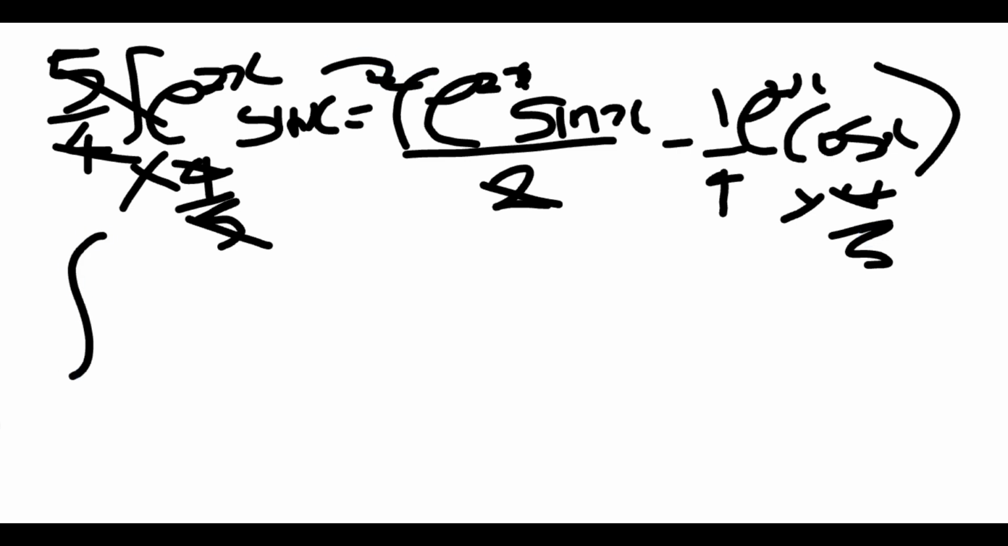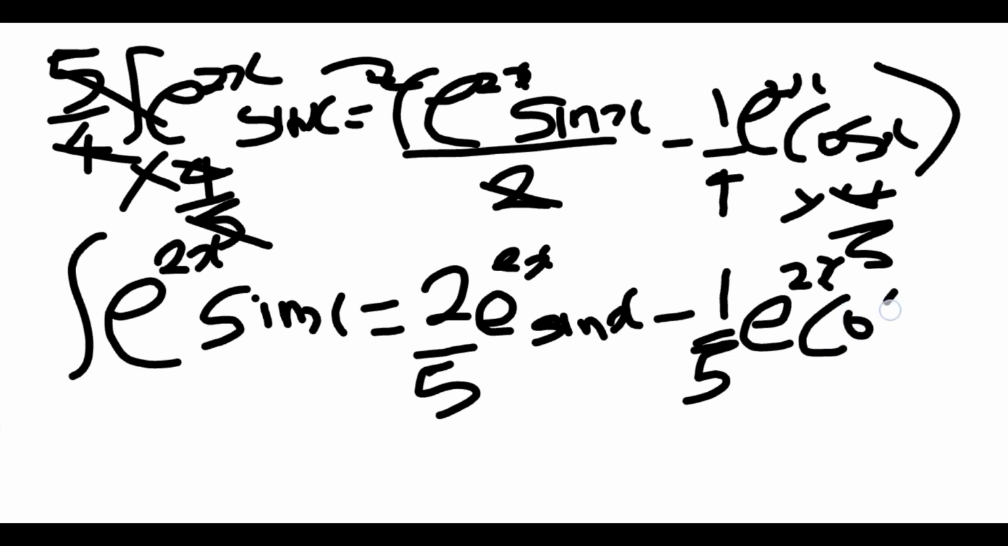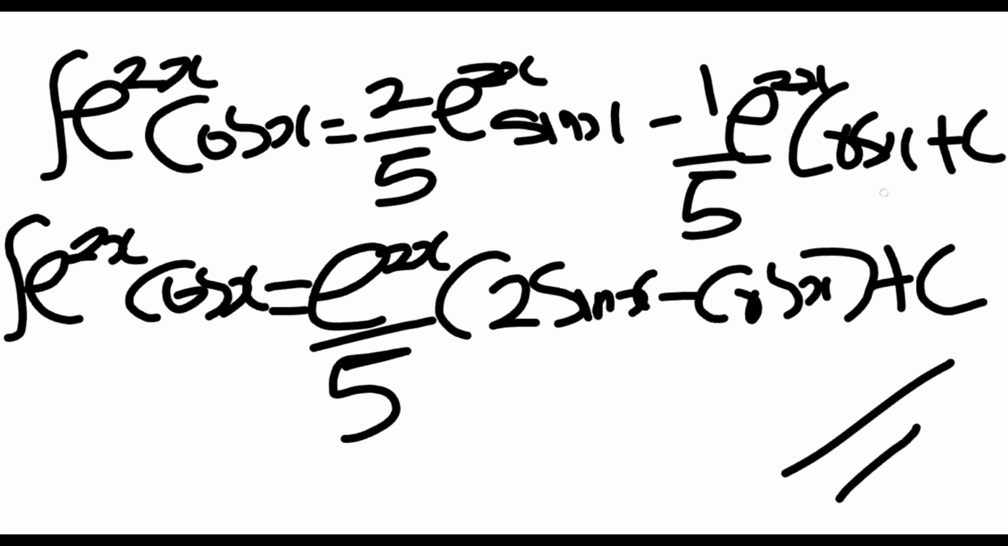So writing this, we're going to be having the integral of e raised to the power of 2x sine x to be equal to 2 over 5 e raised to the power of 2x sine x minus 1 over 5 e raised to the power of 2x cosine x, then all plus c. So factoring out e raised to the power of 2x over 5, we have e raised to the power of 2x over 5, bracket open 2 sine x minus cosine x, bracket close, plus c. So either of these two can be your answers.